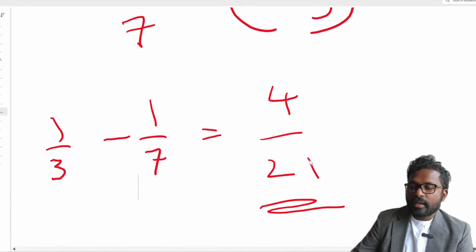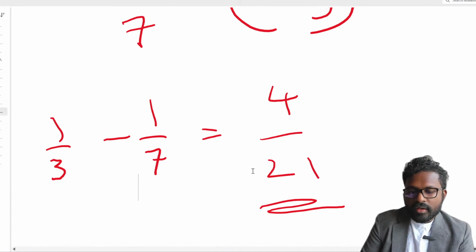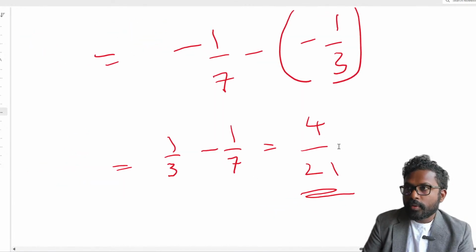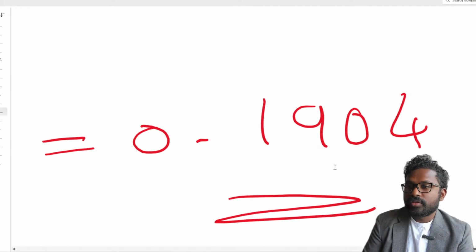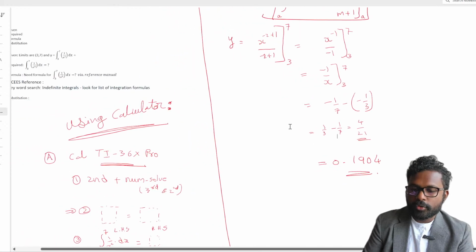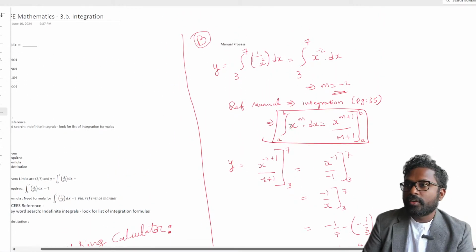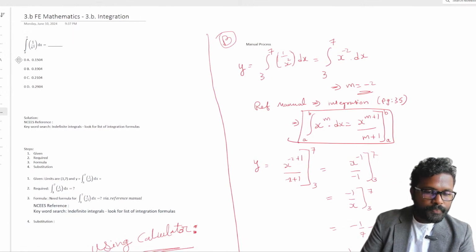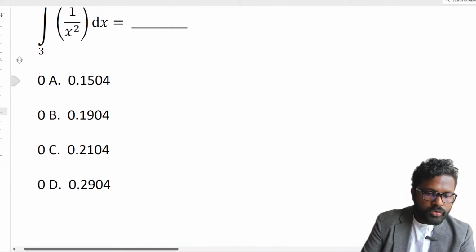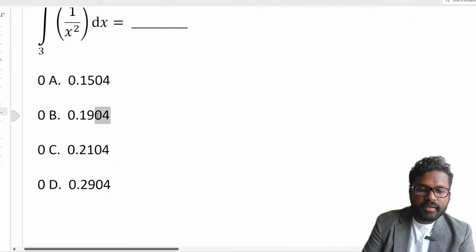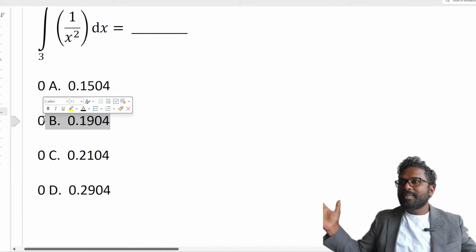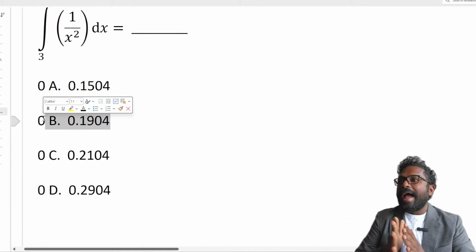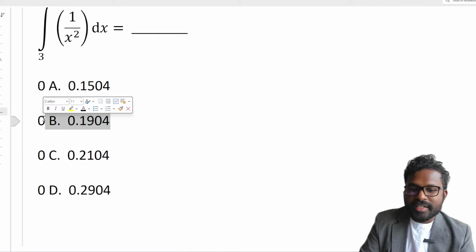Your options can be either in the unsolved form like 4 by 21 or in the solved form like 0.1904 in your examination, so be prepared for both of them. And sometimes they will try to trick you and confuse you by giving you answers that are very close to each other. 0.1904 is option B. Now you know, guys. So we're able to solve this examination problem. I hope you enjoyed this problem as much as I did.